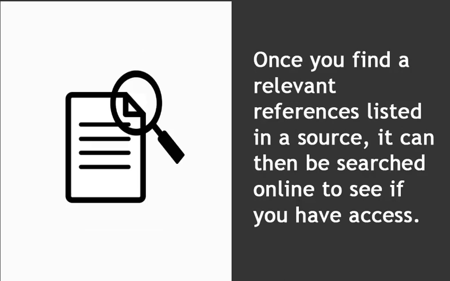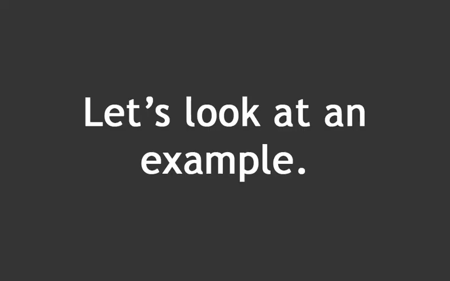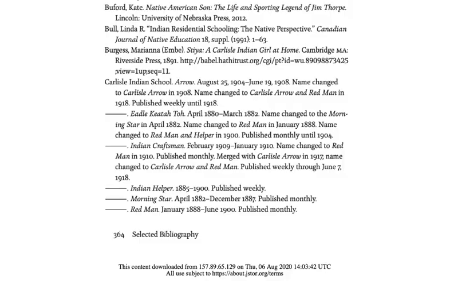Once you find a relevant secondary source, the bibliography, endnotes, or footnotes listed in the source can then be searched online to see if you have access. Let's look at an example.